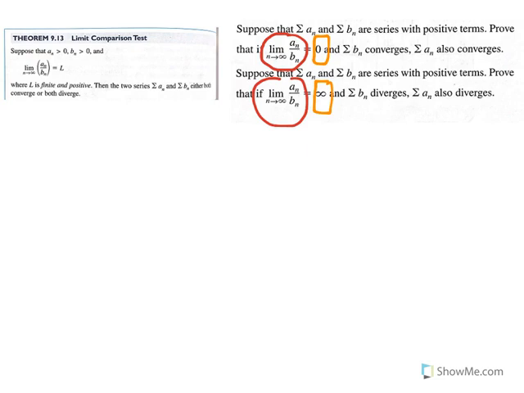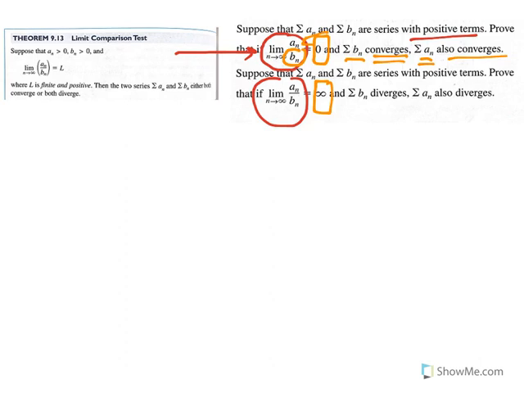So in the first variation, here's what we have. Suppose that we have two series. The first series whose nth term is a sub n, and the second series whose nth term is b sub n, and they're both series with positive terms. Now, if the limit of a sub n divided by b sub n as n goes to infinity is equal to 0, and the series whose nth term is in the denominator converges, then the series whose nth term is in the numerator must also converge.